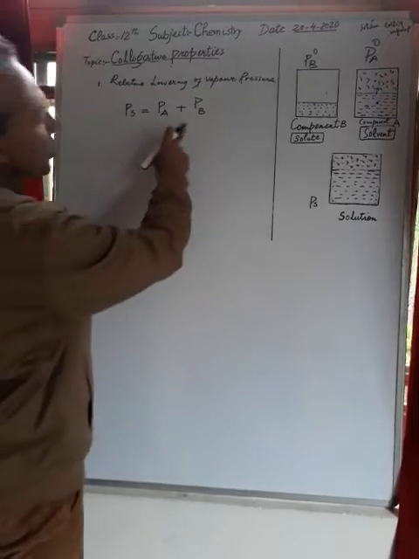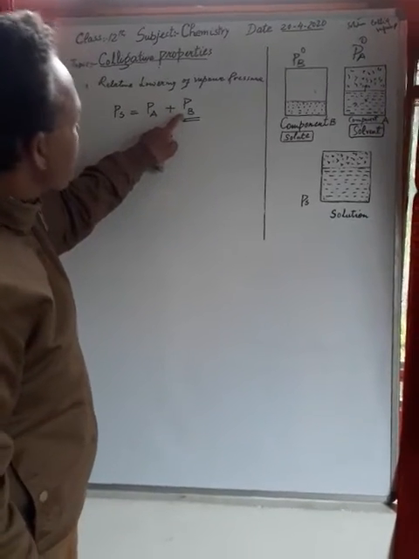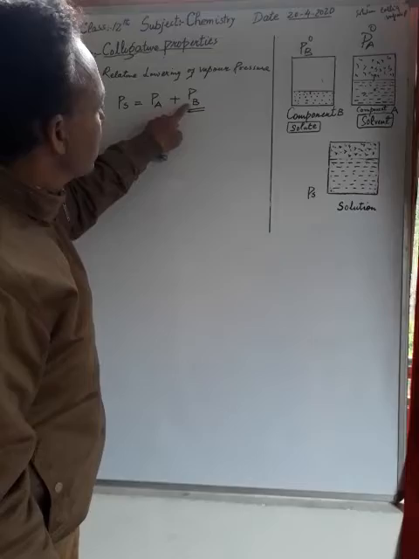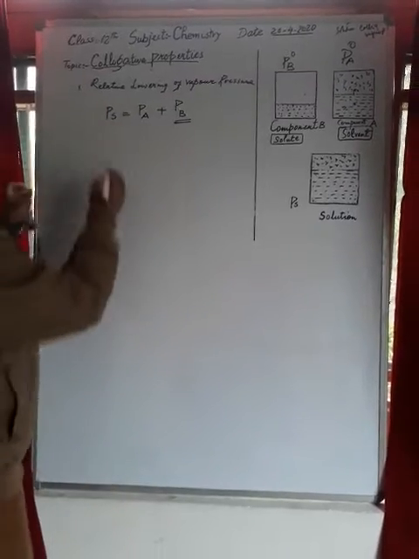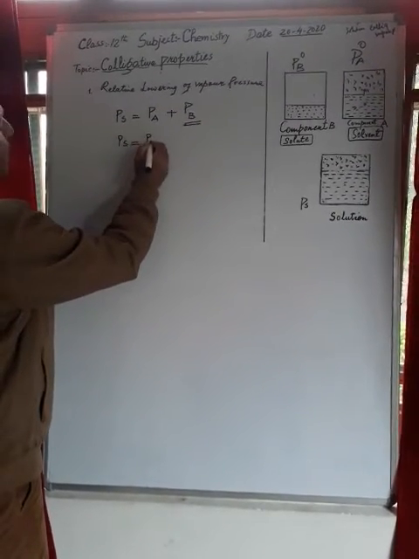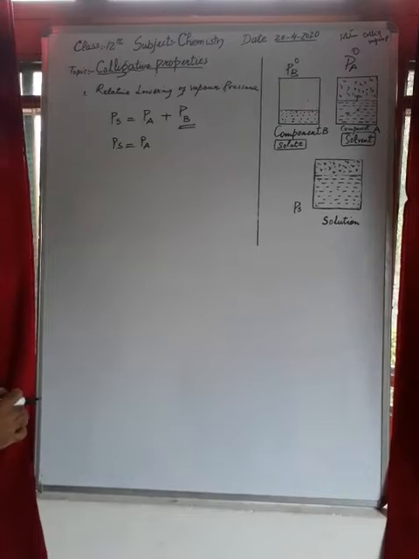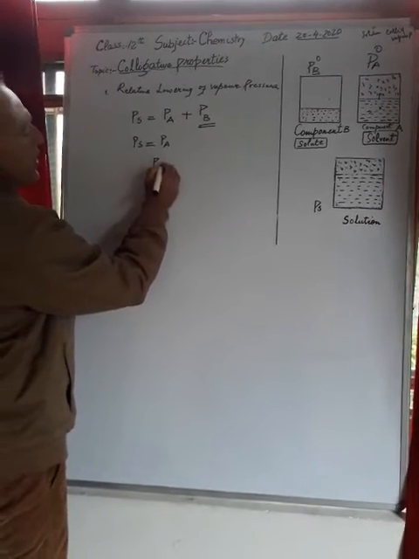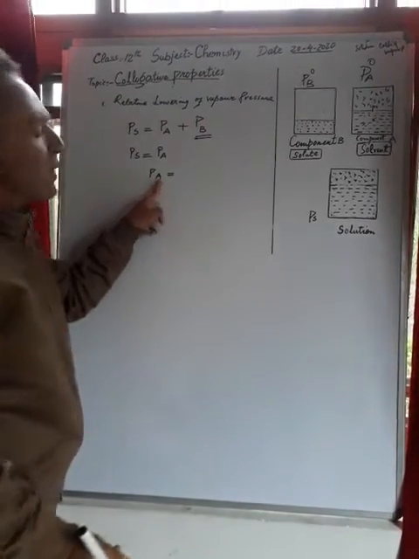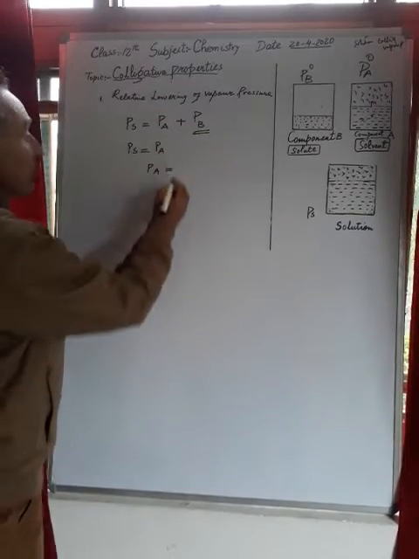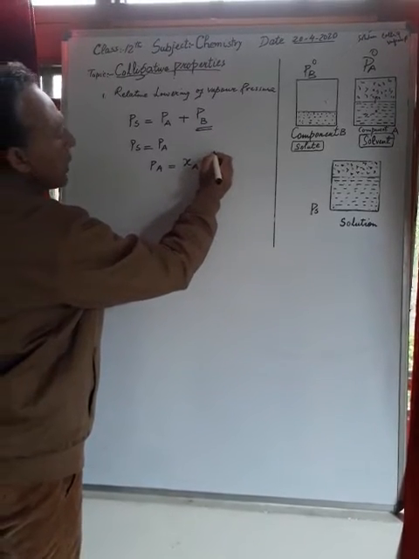Now we are taking a solution which contains the non-volatile solute. That means the PB, which is the vapor pressure of the component B, the solute, will now be 0 because we are taking the non-volatile solute. So the vapor pressure of the solution will be only due to the vapor pressure of the component A in the solution. And again, as you have read in Raoult's law, PA, the vapor pressure of the solvent in the solution, is equal to XA P naught A.